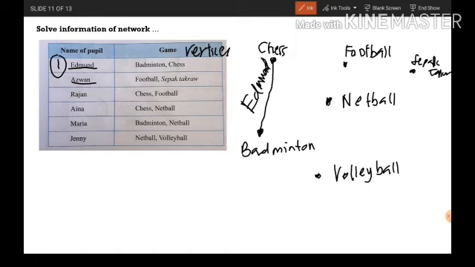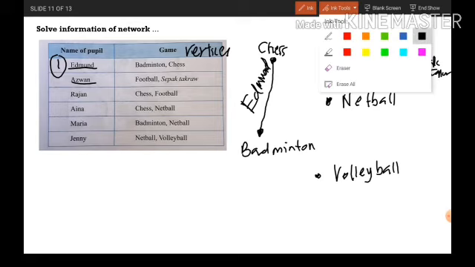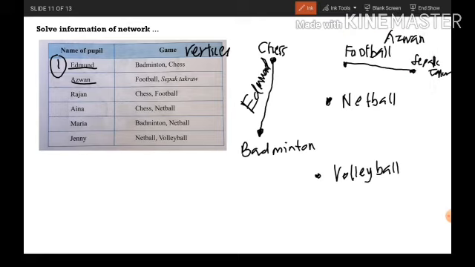Okay. And then Azwan. Azwan loves to play football and sepak takraw. So Azwan should be here. Azwan. Okay. And then Rajan. Rajan loves to play chess and football. So Rajan should be placed on there.